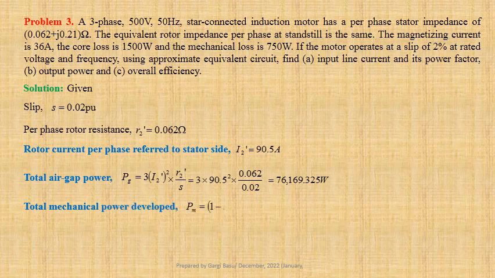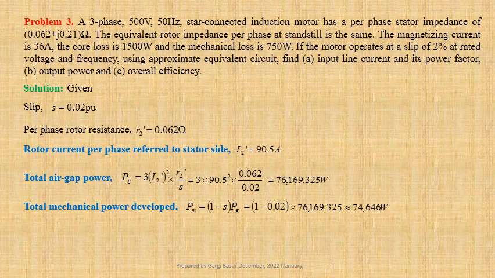Now we shall calculate total mechanical power developed. Pm equals 1 minus S times Pg. Using values, we get 1 minus 0.02 into 76,169.325, which is approximately equal to 74,646 watts.